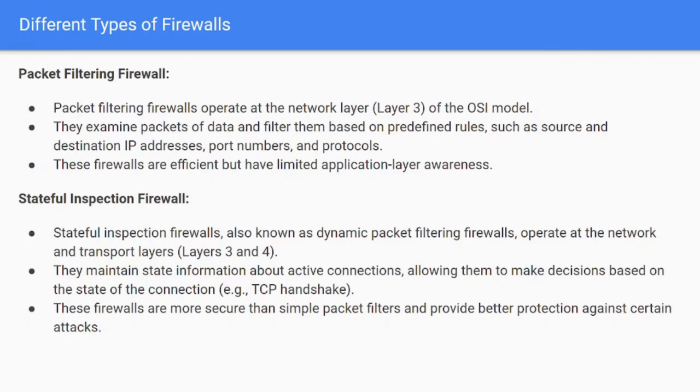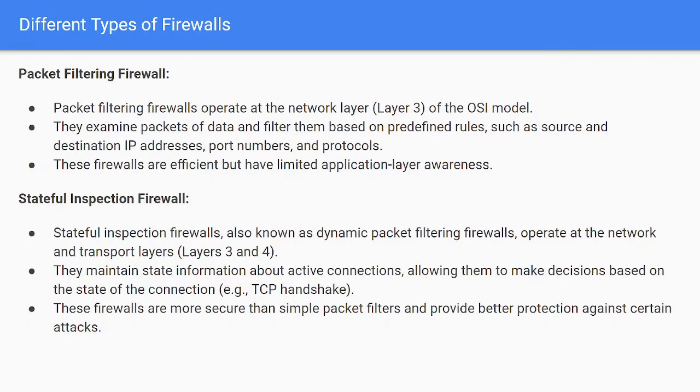So the next one is the stateful inspection firewall. It is also known as the dynamic packet filtering firewall and operates at the network and transport layer, that is layer 3 and layer 4. They maintain state information about active connections, allowing them to make decisions based on the state of the connection. These firewalls are more secure than the simple packet filter and provide better protection against certain attacks.